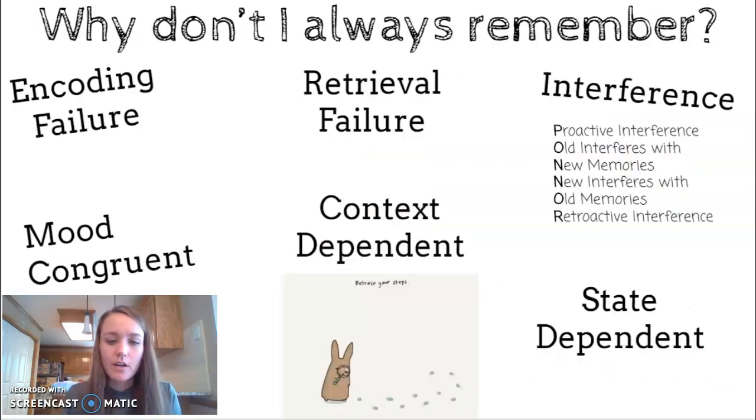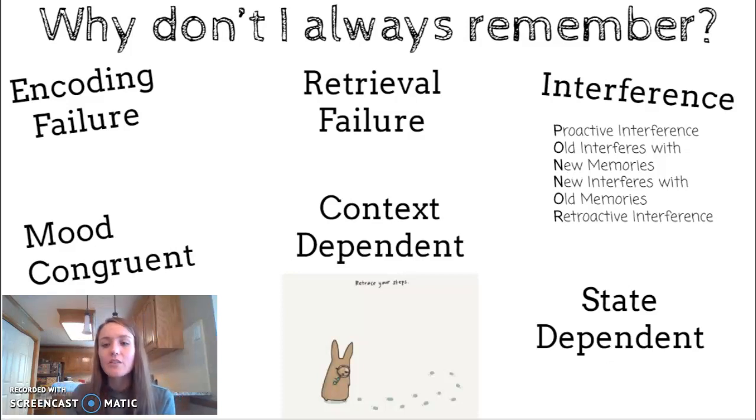All right, okay, just a few more aspects of memory. Why don't we remember things? Well, sometimes the information going in doesn't stick, and we might have something going on when we are encoding the information. So that would be encoding failure. Retrieval failure would be something occurring when you're going back to pick up that information and you have a failure to retrieve.